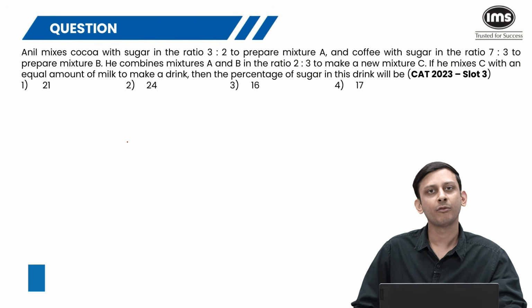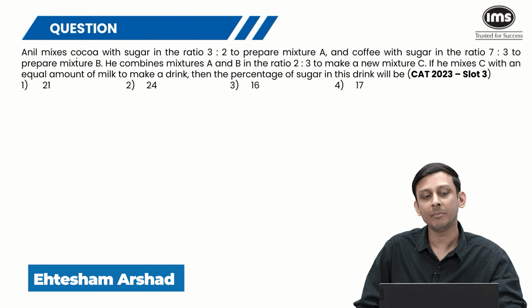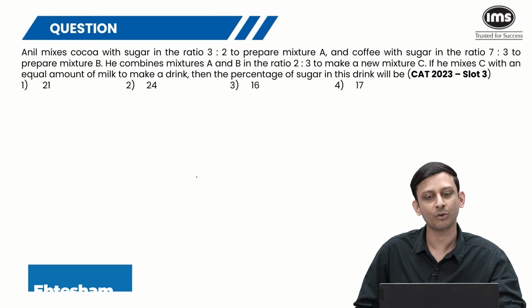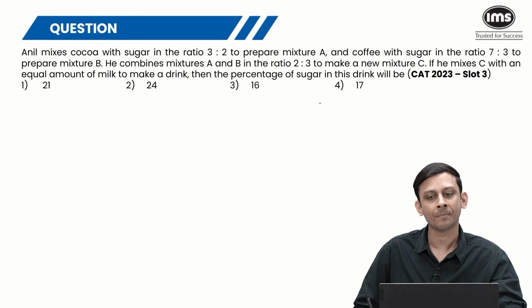This is another question from ratios where Anil mixes cocoa with sugar in the ratio 3:2 to prepare mixture A and coffee with sugar in the ratio 7:3 to prepare mixture B. He combines mixtures A and B in the ratio 2:3 to make a new mixture C. If he mixes C with an equal amount of milk to make a drink, then the percentage of sugar in this drink will be what?